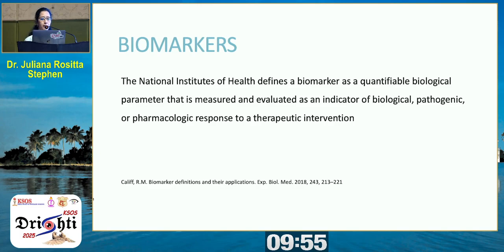So, what is a biomarker? The National Institute of Health defines a biomarker as a quantifiable biological parameter that is measured and evaluated as an indicator of biological, pathogenic, or pharmacological response to a therapeutic intervention.